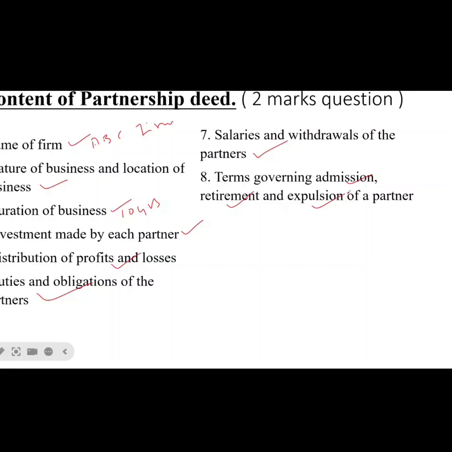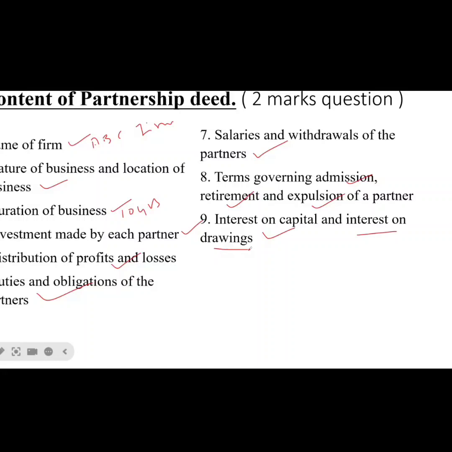Next is the interest on capital and interest on drawings. If a partner is investing capital, is the firm going to provide interest on that capital? Then the percentage of interest should be mentioned in the partnership deed. When a partner withdraws from the firm, is he going to be charged with the interest? Then that interest which is charged on the drawings, the percentage of interest should be mentioned in the partnership deed.